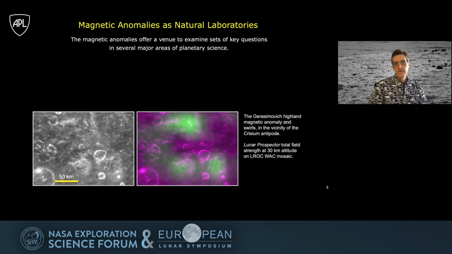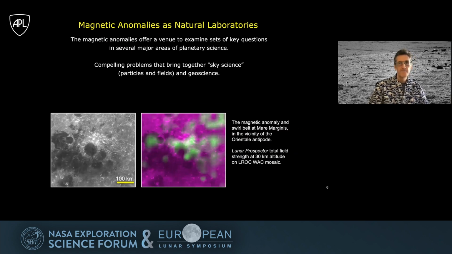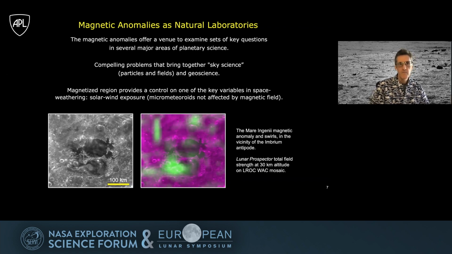So I think the magnetic anomalies really represent superb natural laboratories. They're a place where we can go to examine sets of key questions in several different areas of planetary science. I see these as really compelling problems that bring together what Don Wilhelms in his book To a Rocky Moon called sky science, right? Particles and fields. They bring that together with geoscience.